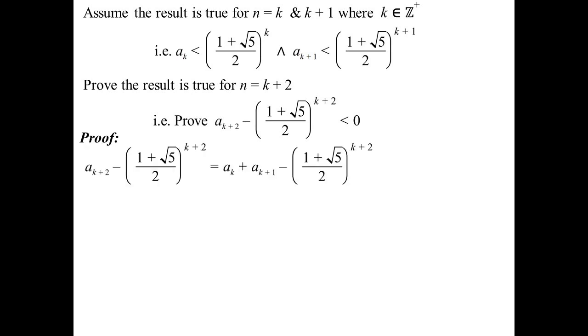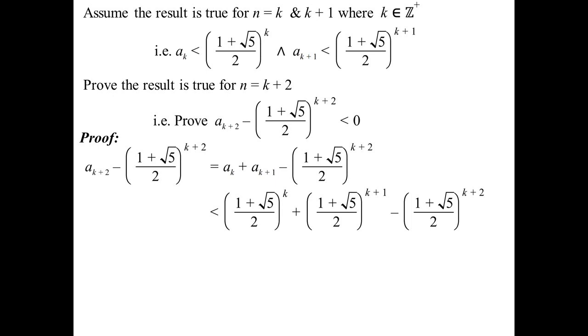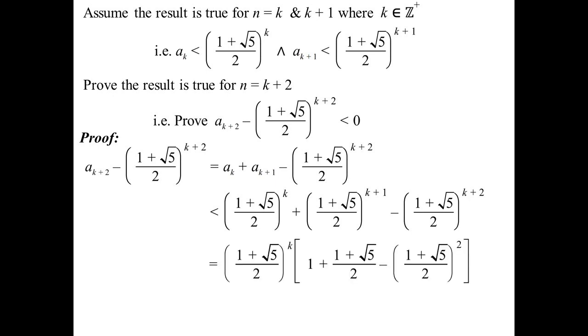Start with the recursive formula. So a(k+2) is a(k+1) plus a(k). Sub in the assumption so it's less than this. Okay. I want to show that this is negative. There is a common factor there of (1 plus root 5 on 2) to the power of k, so I'll pull out the common factor. That is a positive number, no matter what k is. So hopefully whatever's in the second brackets is negative. It's this bit I want to show is negative.